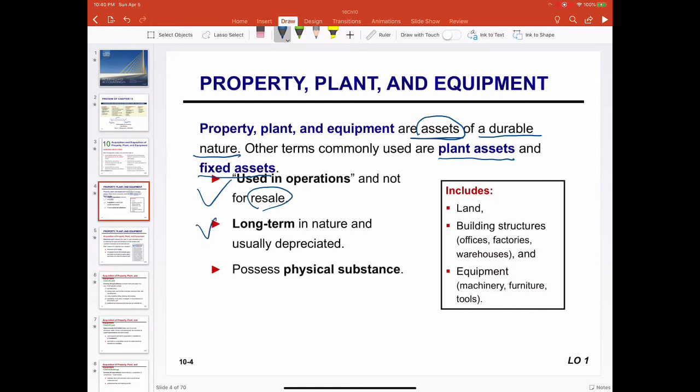Next is long term. So that's why we use depreciation to recognize expense. If one asset can only be used for a short term, we don't need to depreciate. We just simply recognize the expense in the year when it is acquired and used. The next one is that property, plant, and equipment has physical substance. If the asset does not possess physical substance, we call it intangible asset, which we will cover briefly in the next chapter.